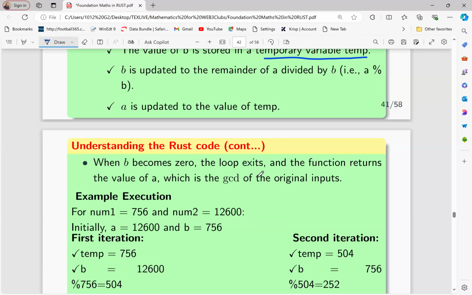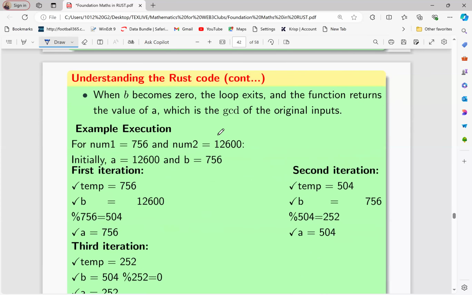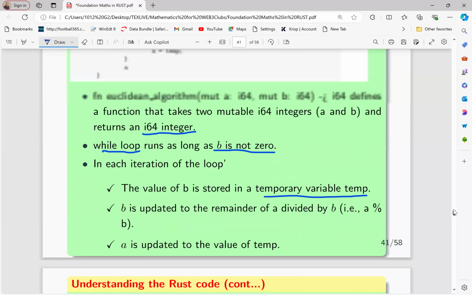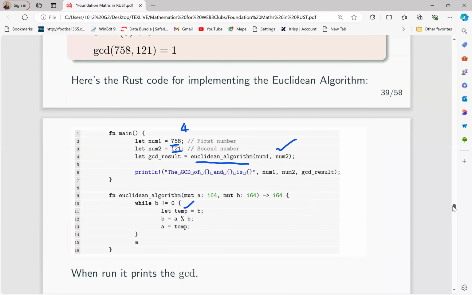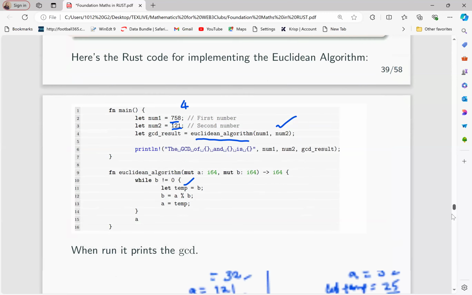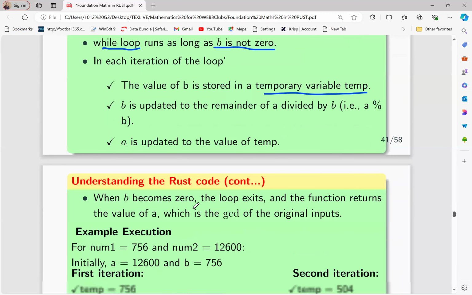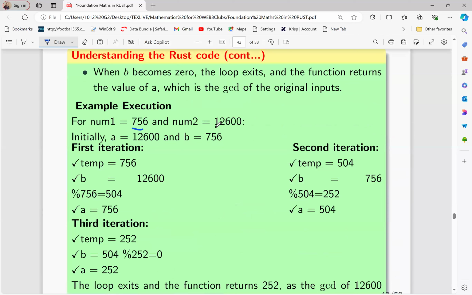Now, I've just looked at this example just to explain that. The ones that I have here were 758 and that, so I used different ones. I have the first number and the second number. So initially, this is my A and this is my B. And then the temp is the value of B. You make it temporary.